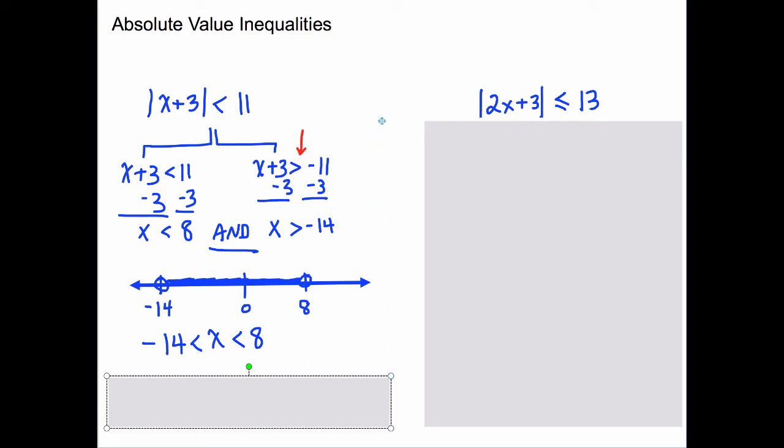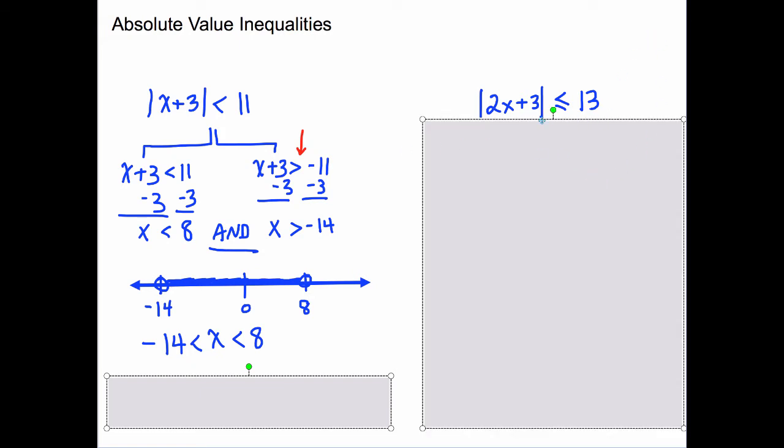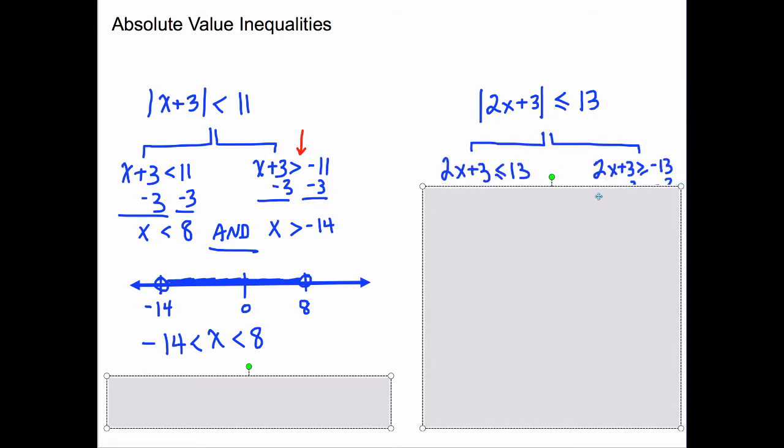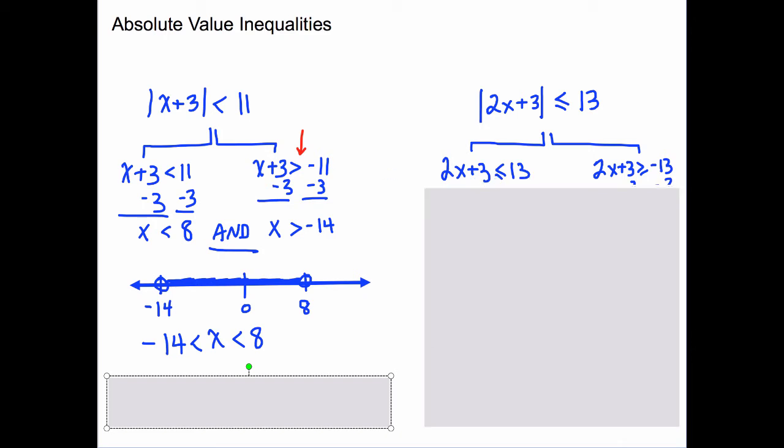All right, let's take a look at this next one. The absolute value of 2x plus 3 is less than or equal to 13. Now we split this up into two problems. 2x plus 3 is less than or equal to 13, and 2x plus 3 is greater than or equal to negative 13. Okay, so we have to remember to flip the inequality, or change the sense of the inequality, and then move ahead.